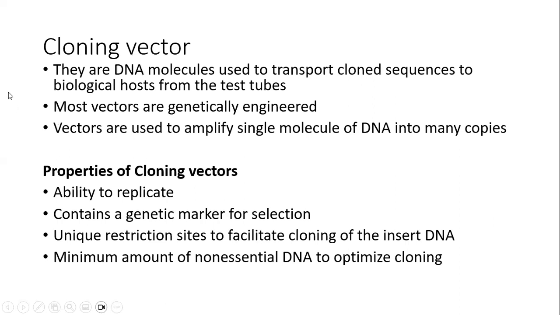So cloning vectors are DNA molecules that are used to transport clone sequences to the biological host from the test tubes. Most of the cloning vectors are genetically engineered and they are used to amplify a single molecule of DNA into several copies. Some of the important properties of cloning vectors include its ability to replicate. They contain a genetic marker for selection of the vector. They contain unique restriction endonuclease target sites that can be used for cloning purposes. And they must have a minimum amount of non-essential DNA in order to optimize the cloning process.